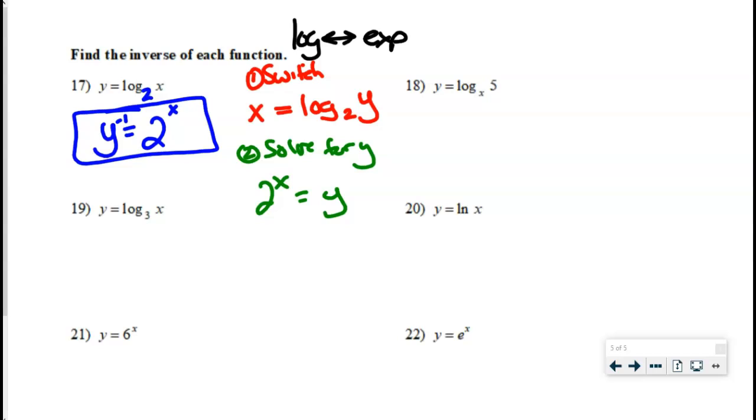So when I look at number 21, that is exponential. So his inverse function would be a logarithm, and their bases should match. So his inverse should be a logarithm of base 6 of x.